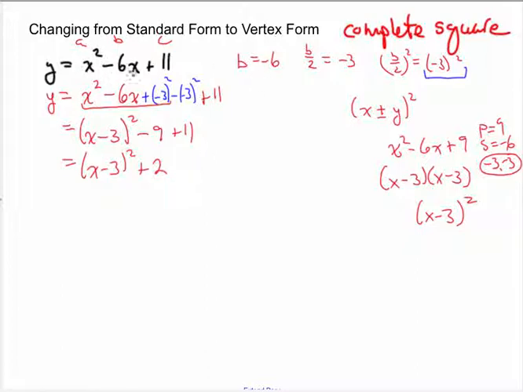I've gone from standard form, or expanded form, into vertex form. It just so happens that my a value is 1, my p value is +3, and my q value is +2. Done. So you have to be aware of how to complete the square. If you have difficulty with completing the square, then going from standard form to vertex form might prove challenging.